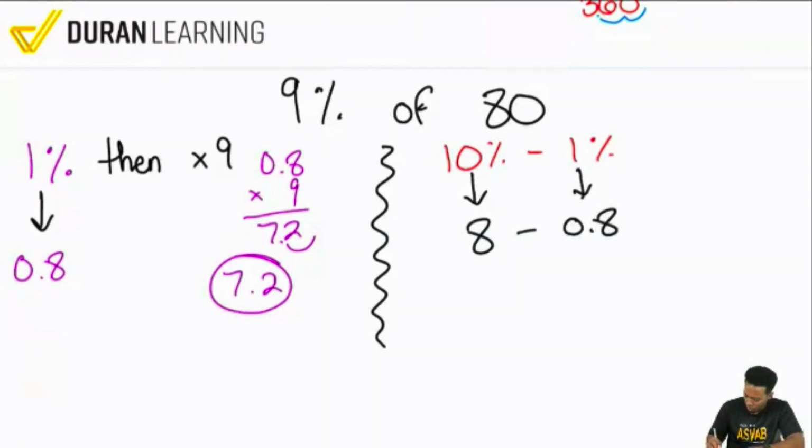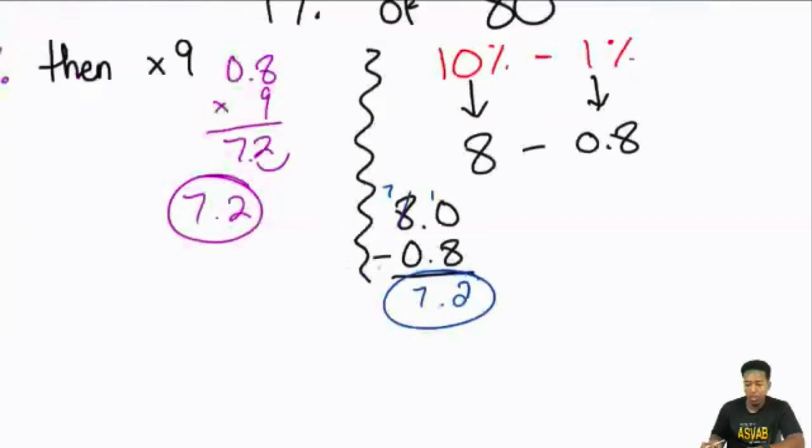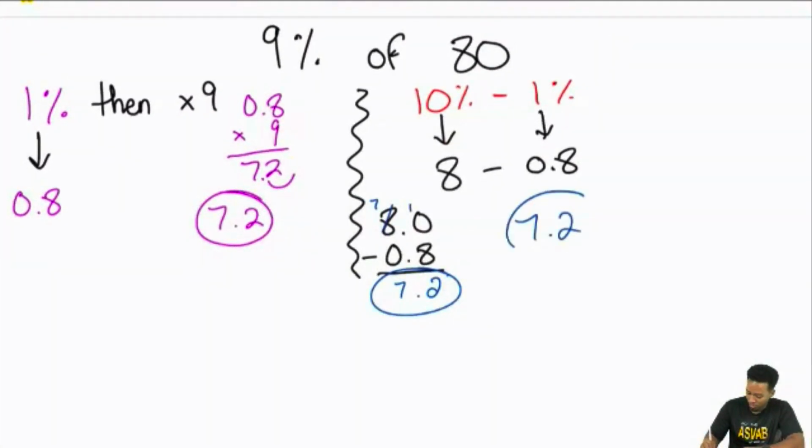Yeah, 7.2. If you're doing it on paper, you can say it like that. You can borrow the 1. 10 minus 8 is 2. 7 minus 0 is 7. And you get the same answer. Boom. Do either of those make sense to you?